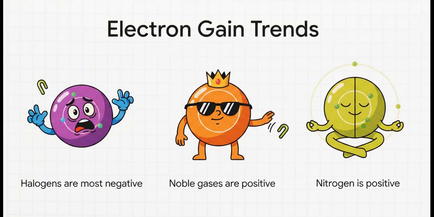Looking at electron gain enthalpy specifically, here are the 3 absolute must-know textbook trends. Number 1, halogens have the most negative electron gain enthalpies. They are absolutely desperate for one more electron. Number 2, noble gases have large positive values. Why? Because their shells are already perfectly full. They hate adding electrons and require actual energy to force one in. And number 3, nitrogen also has a positive electron gain enthalpy because its half-filled shell is remarkably stable exactly as it is.